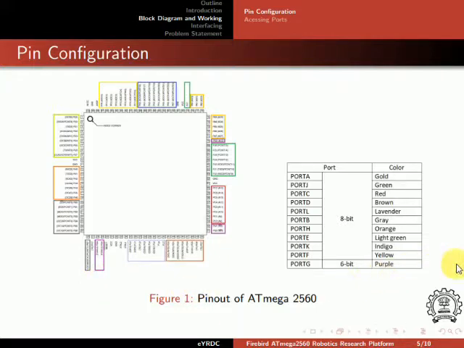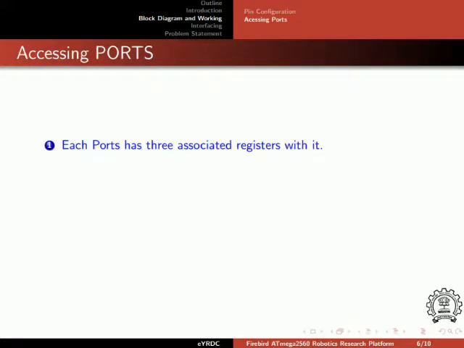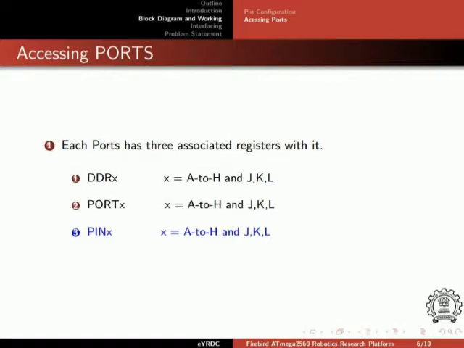Now let us see how to access the ports. In AVR architecture, each port has 3 registers associated with it. We have to use these 3 registers for configuring a port. The first register is DDR-X register, where X can be replaced by the name of port, that is A to H, J, K and L. The second register is PORT X register. Similarly, the third register is PIN X register. We will now write the first program using these 3 registers.